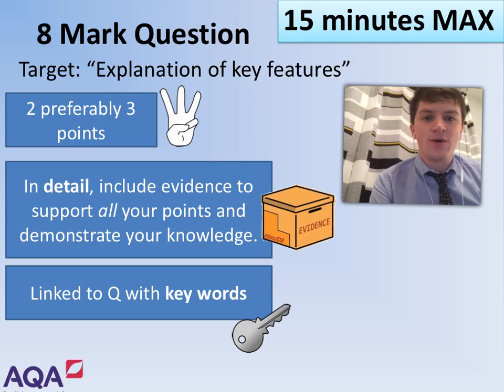We've talked about these before quite a lot, and there's a video already out there talking about these. But just to go over that, you need to explain the key features of something, and that will make more sense later when we look at a practice question. You're looking for 2, preferably 3 points. You need detail and depth, so you need to include evidence to support all your points to demonstrate your knowledge. And finally, make sure your answer is linked to the question with key words. So use keywords from the question to make sure your answer is linked straight back to it.